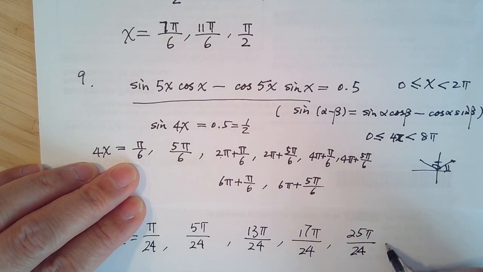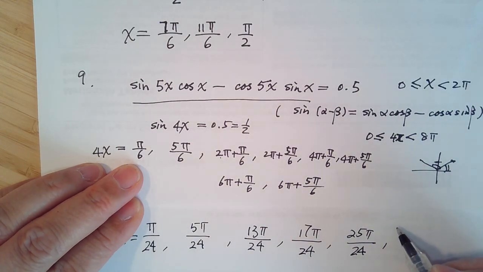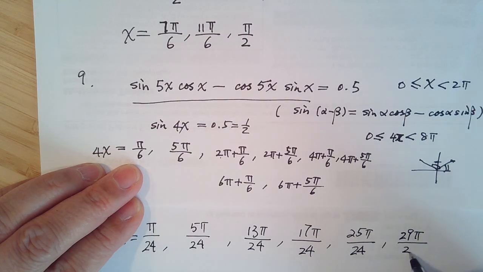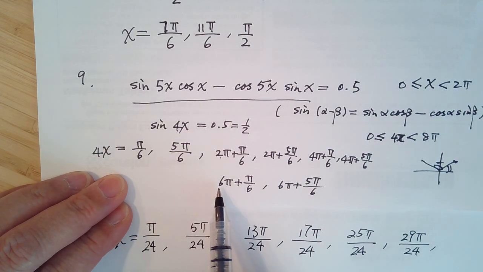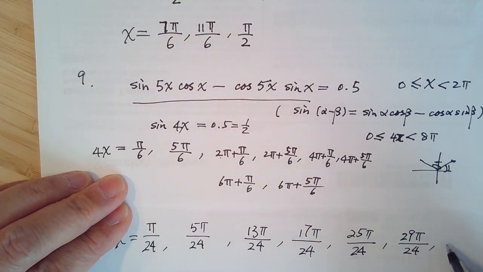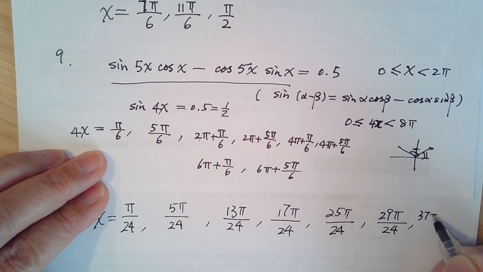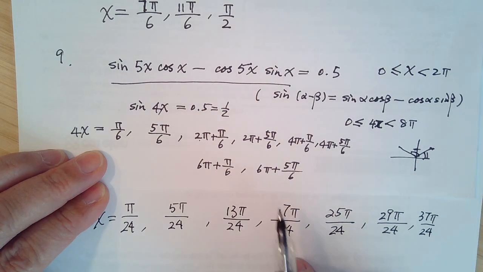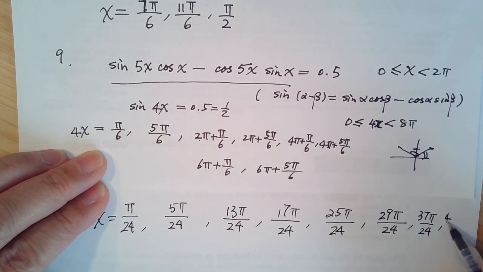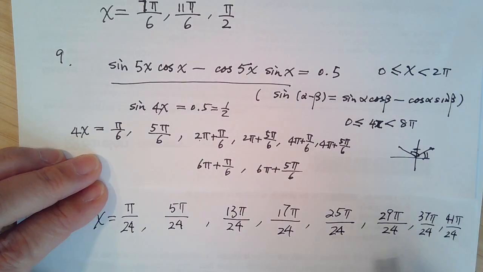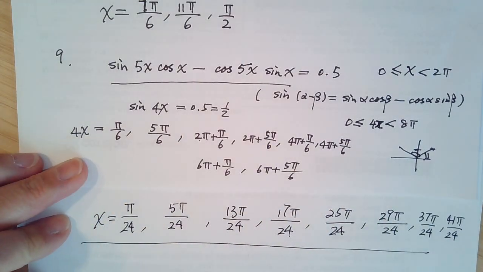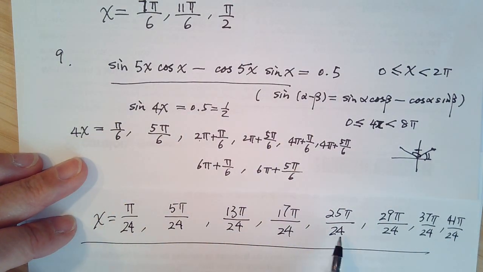And here is going to be 29π/24, and two more. So this is a 36 or 37. Let me just get a little bit of space. So 37π/24, and this is 41π/24. I'm sorry for this terrible handwriting, but that's 1, 2, 3, 4, 5, 6, 7, 8 solutions for this question.